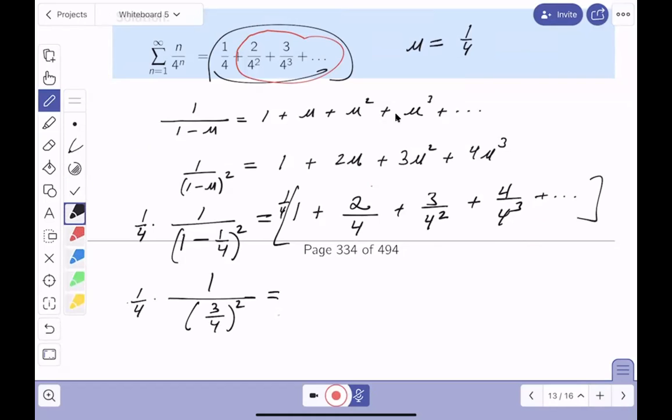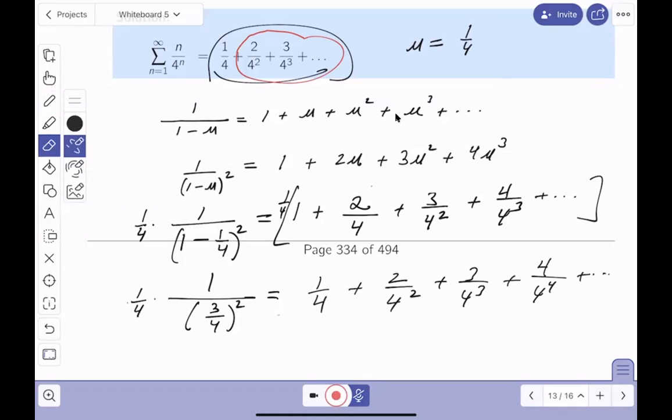And what do you get on the right side? You get 1/4 plus 2 over 4 squared plus 3 over 4 cubed plus 4 over 4 to the 4th power, and that goes on forever. Again, I'm going to go back up here and erase, because I shouldn't have done that circle thing before. Am I seeing it? Let's see, 1, 2, 3, 4, 4 squared, 4 cubed. Yep, I'm seeing it. So I know the sum now.